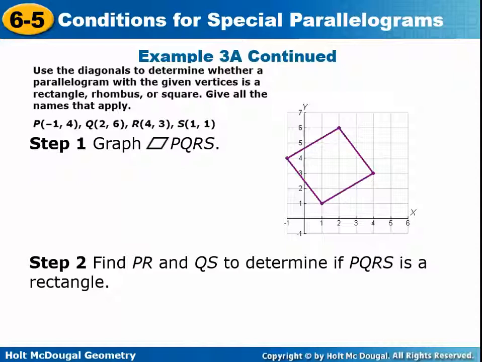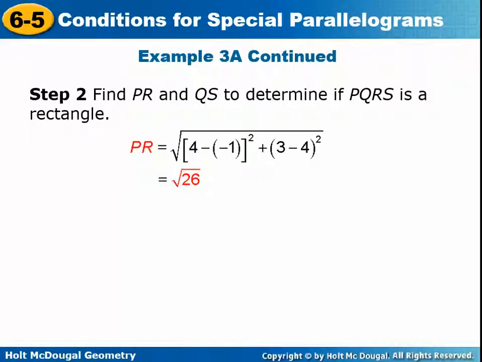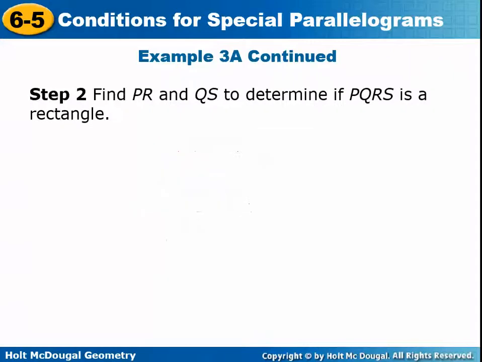All right, so we need to figure out if it is a rectangle. It's a rectangle if opposite sides are congruent and you have a right angle. All right, so we are given, or we can find with the distance formula. Let me do it on this page here.